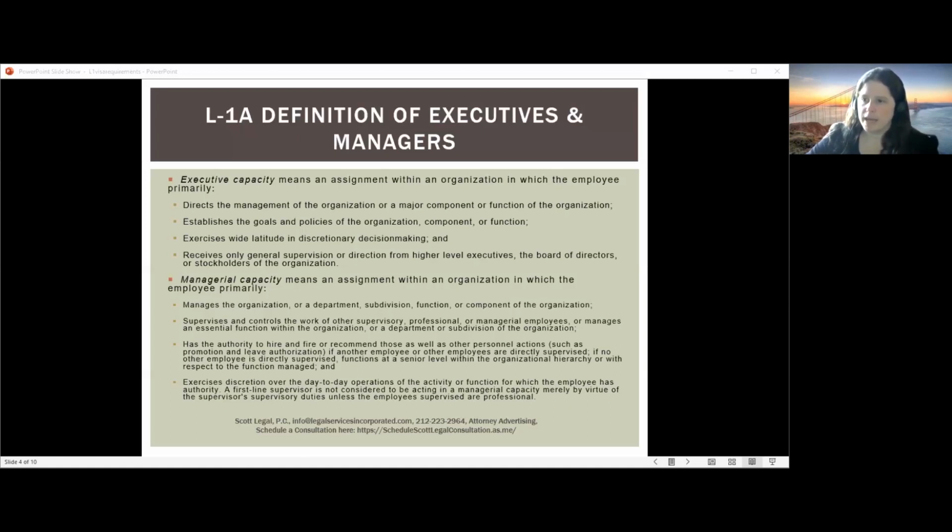When we look at managerial capacity, this is someone who manages an organization, supervises and controls the work of other supervisory, professional, or managerial employees, or manages an essential function. So here's where somebody who is managing first line employees may not qualify. You have to demonstrate who you are managing. Do they have degrees? What roles do they hold within the company to show that you meet this requirement? You also need to show authority to hire and fire, recommend other personnel actions, and exercise discretion over day-to-day activities.